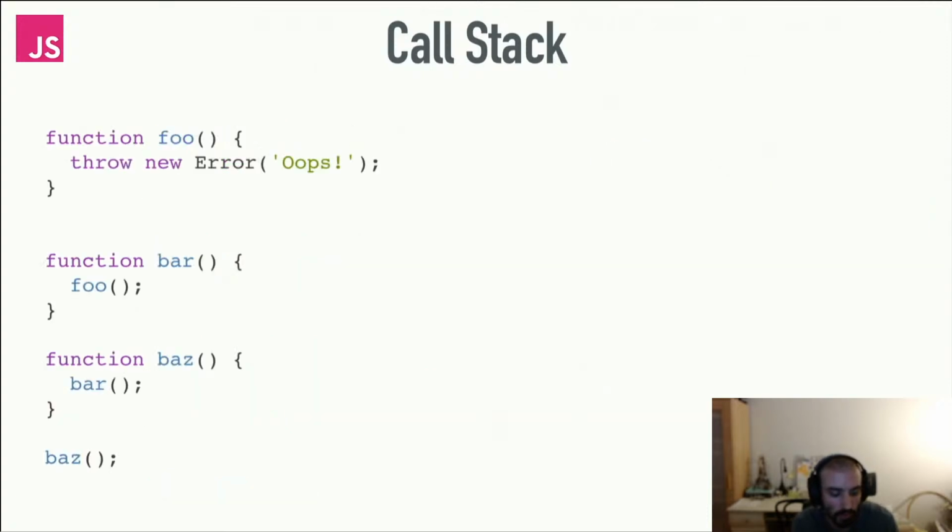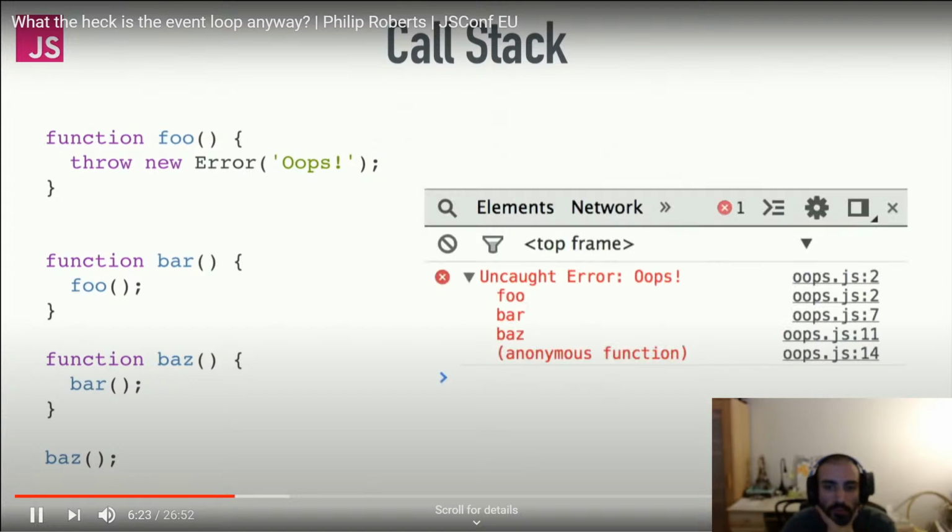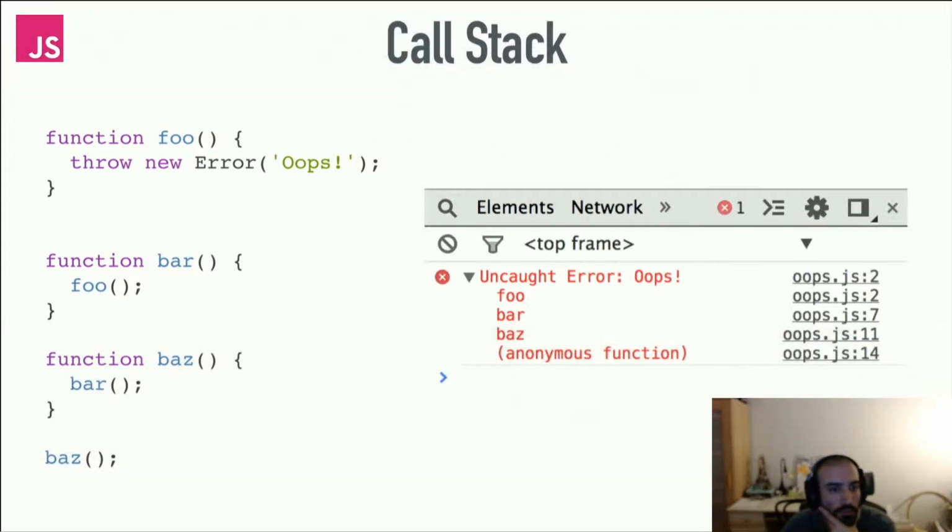Okay, great. So even if you haven't really thought about or visualized the call stack before, you've undoubtedly come across it when doing browser-side development. So if we have code like this, a function baz, which calls bar, which calls foo, which throws an error, then if we run this in Chrome, we see something like this in the DevTools, right? Uncaught error, oops, and it prints the stack trace.